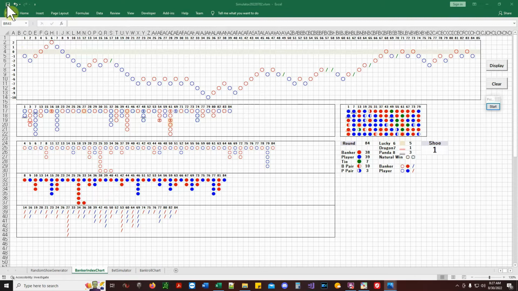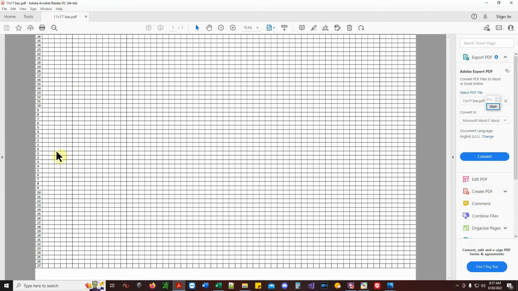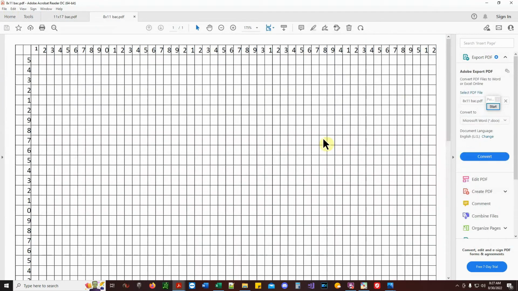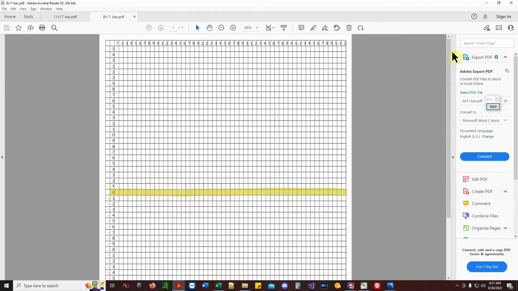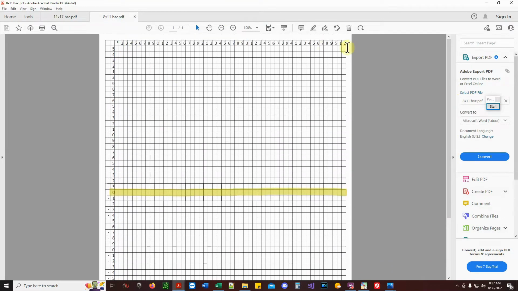Let me open up this sheet right here just so you guys can see what I am talking about. You can download this sheet. This is a free PDF sheet. This is what I take into the casinos with me. This is 11 by 17. I also have a regular size sheet, I think 8.5 by 11. You're going to get about 50-something plays going across on the 8.5, and you just start manually charting. This is a free download.